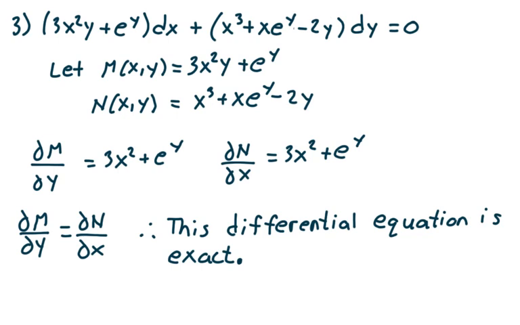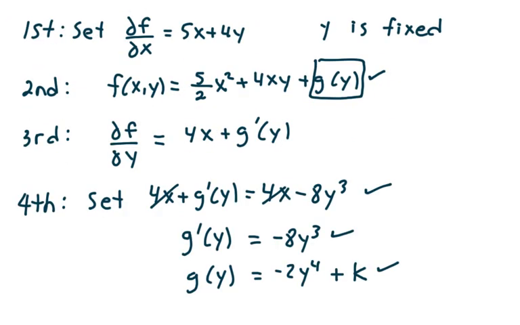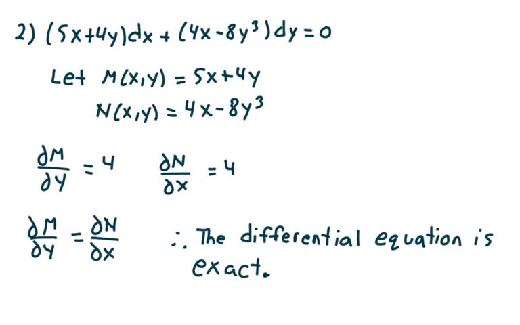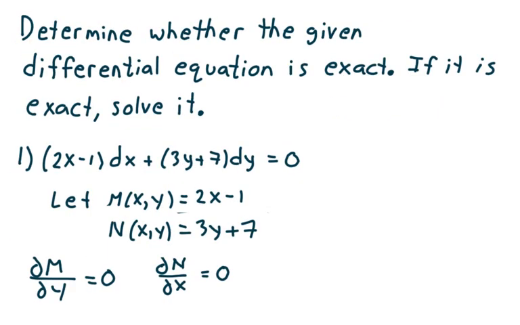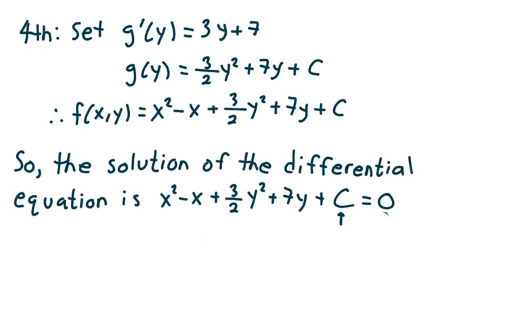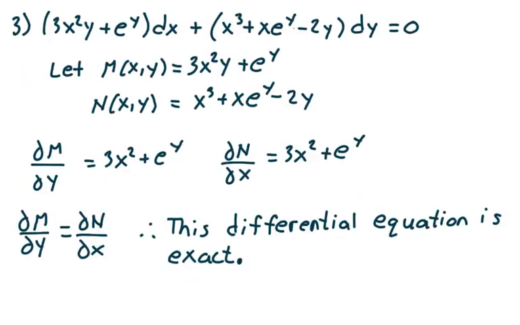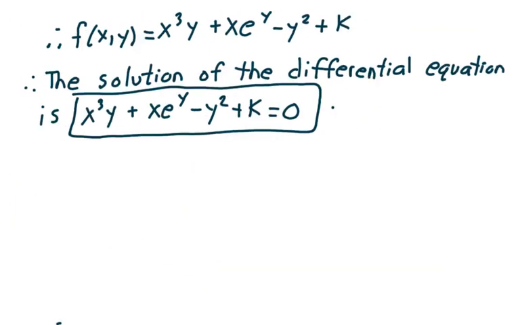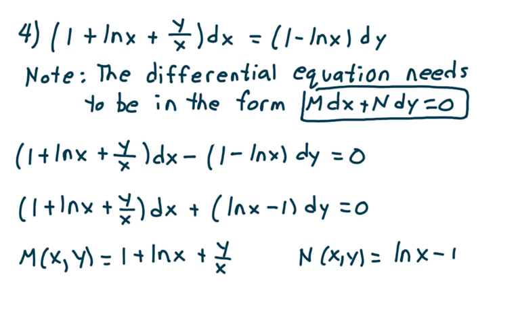equals 0. That's example 3. In example 2, we have, again, M dx plus N dy equals 0. In example 1, we have, again, M dx plus N dy equals 0. The first 3 examples were in that form. We need to make sure example 4 is of that form as well. And right now, it is not.